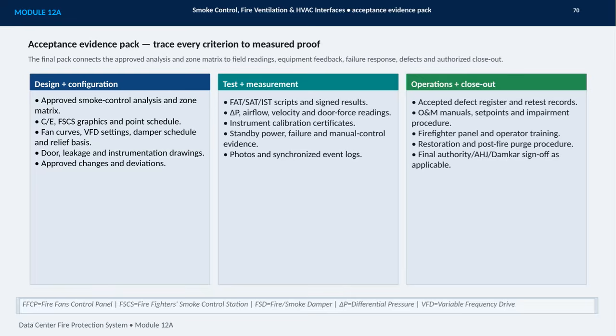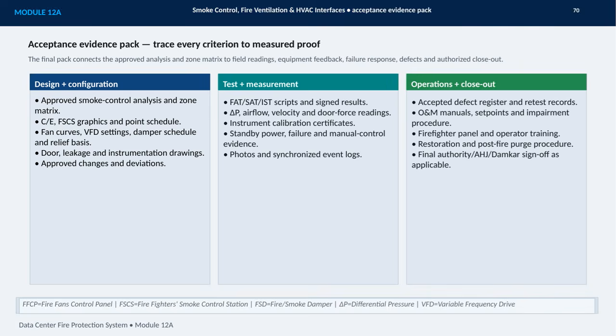This slide defines the acceptance evidence pack, the final record that connects the approved smoke control design to measured, witnessed, and authorized results. The key principle is traceability. Every acceptance criterion should lead to clear proof in the field. No criterion is complete until its evidence is assembled and its status is understood.